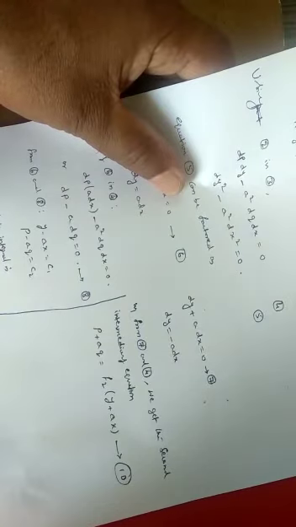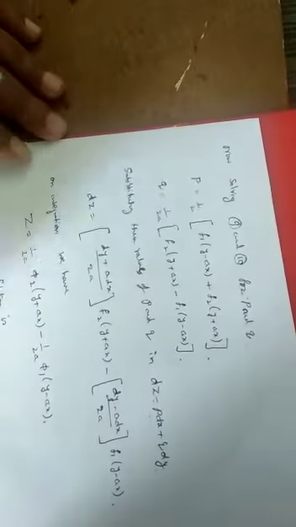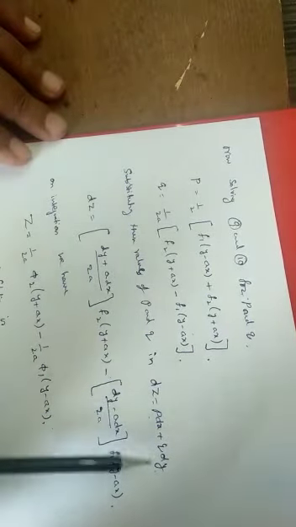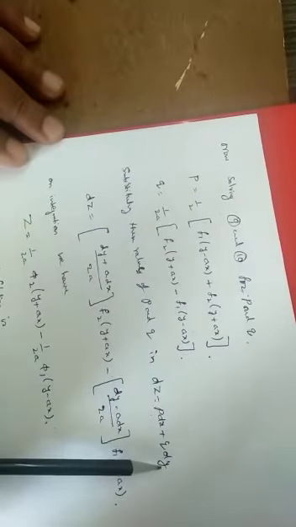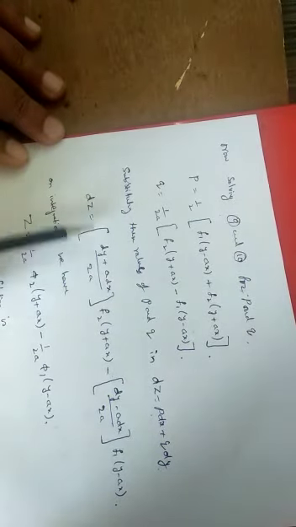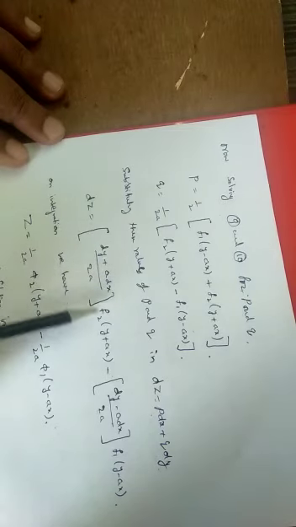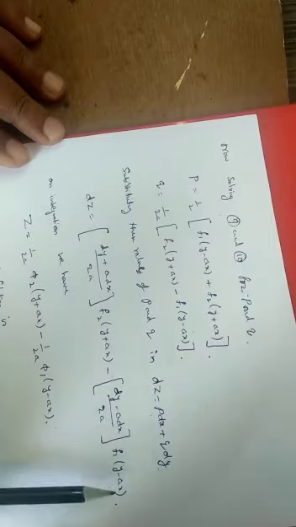Similarly, subtracting, p cancels, aq minus of minus aq, 2aq is equal to f2 minus f1. See here, q is equal to 1 by 2a times f2 minus f1. Substituting these values of p and q in dz is equal to p dx plus q dy, that is dz is equal to p this part into dx plus q this part into dy, and rearranging, taking f2 and f1 as factors, we can write that as dz is equal to dy plus a dx by 2a times f2 of y plus ax minus dy minus a dx by 2a times f1 of y minus ax.